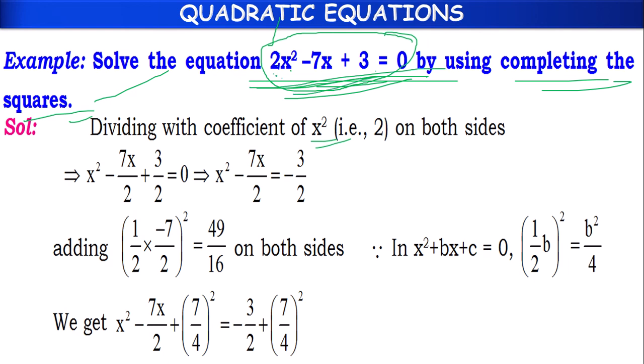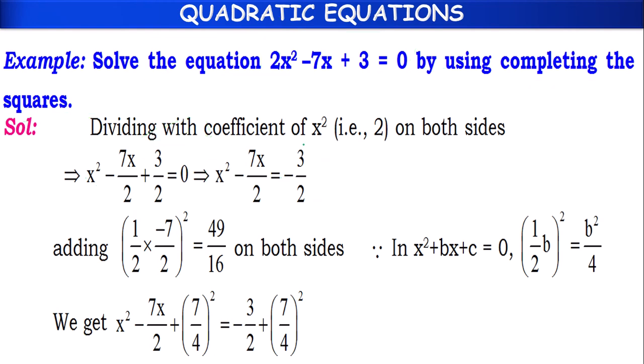So 2x square by 2, the 2 cancels, x square, minus 7x by 2 plus 3 by 2 equal to 0 by 2, which is equal to 0. Then this constant term will come to the right-hand side: x square minus 7x by 2 equal to minus 3 by 2.